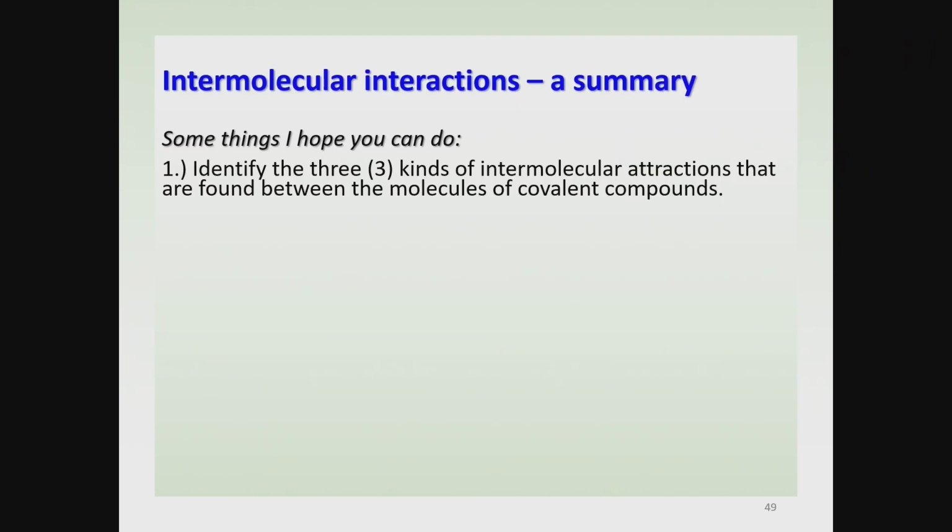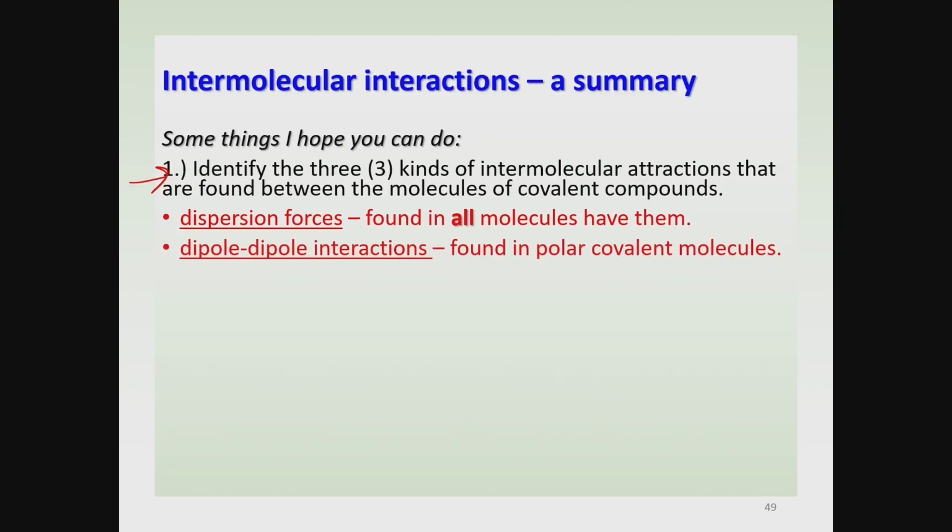One thing I want you to be able to do is identify the three different kinds of intermolecular attractions that are found between molecules and covalent compounds. The first one we went over is something called dispersion forces, and these are very weak forces that are found in all molecules. The next one is something called a dipole-dipole interaction. These are stronger than dispersion forces, and they can be found in polar covalent molecules.